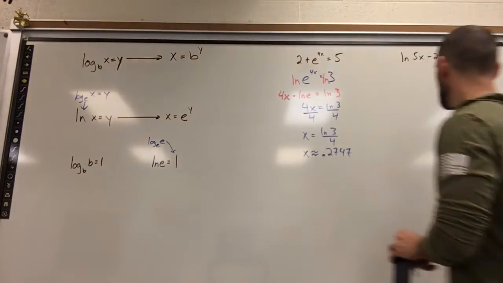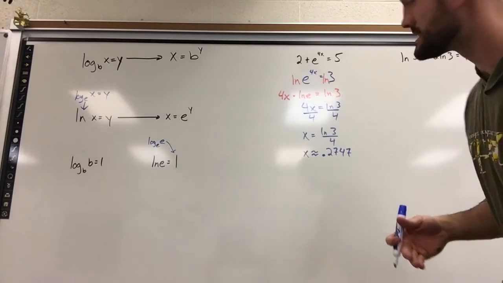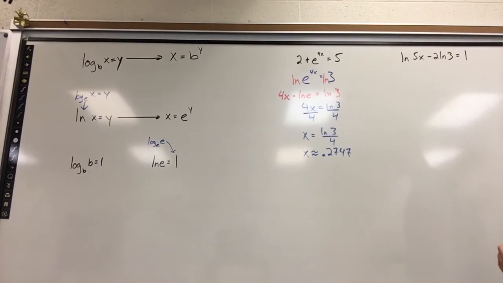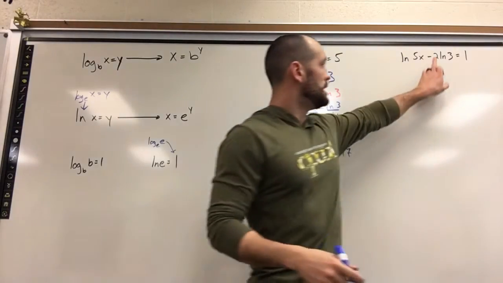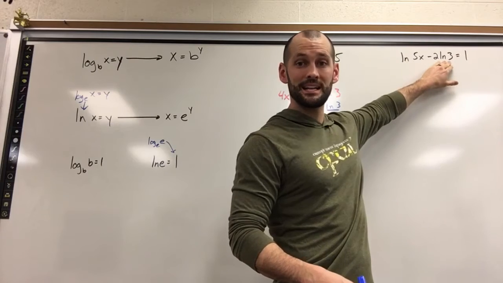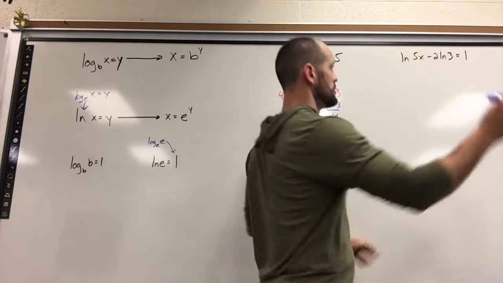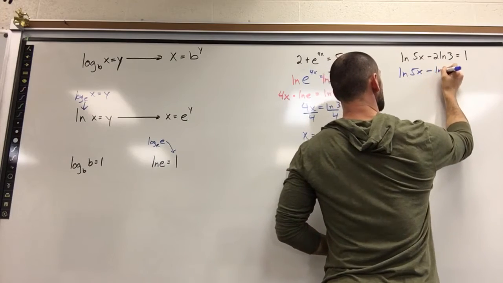All right, let's take a look at another one. Natural log of 5x minus 2 natural log of 3 equals 1. I'm going to use the exact same properties we know from logarithms. That 2 is really an exponent for the 3, which means I really have natural log of 9 here. So I'm going to rewrite it. I'm going to go slowly. We have natural log of 5x minus natural log of 9.